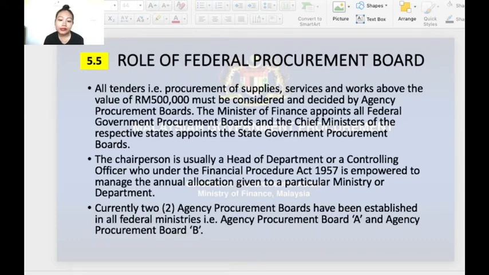Currently, 2 agency procurement boards have been established in all federal ministries. So there are 2 agency procurement boards, yeah, mainly Agency Procurement Board A and Agency Procurement Board B. So remember, there are 2 procurement boards. The first one is Board A and followed by Board B. It's very simple, yeah.